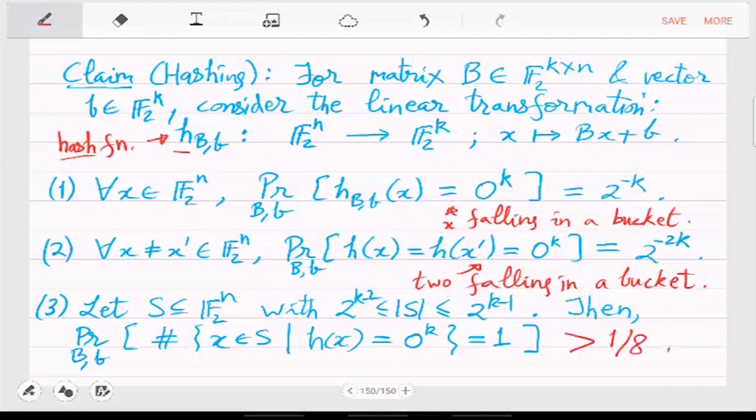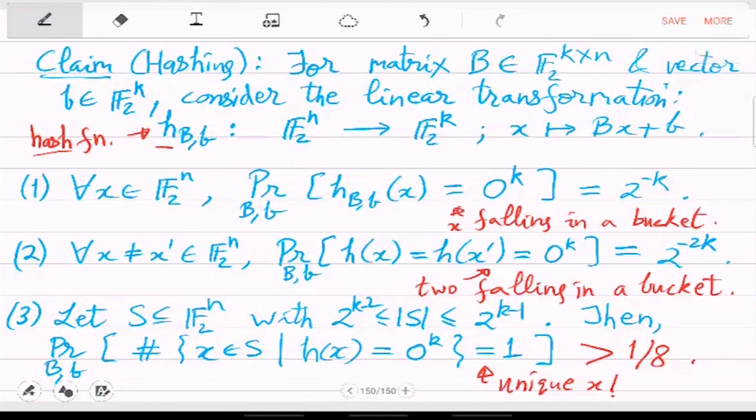Okay, so with a decent probability, you are able to make the satisfying assignment unique. So, unique x. That's what we have achieved here. Okay. Yeah, so if you haven't seen hash functions, this may feel very mysterious. So let us go through the proof, how these properties are shown. It's actually simple probability.